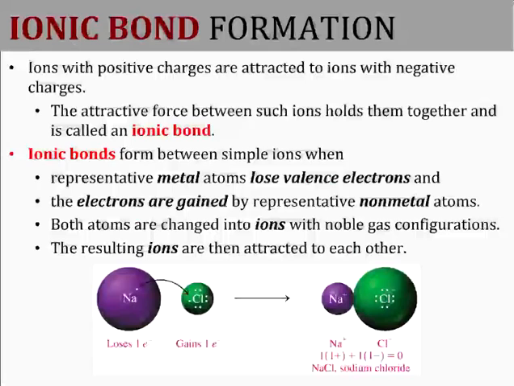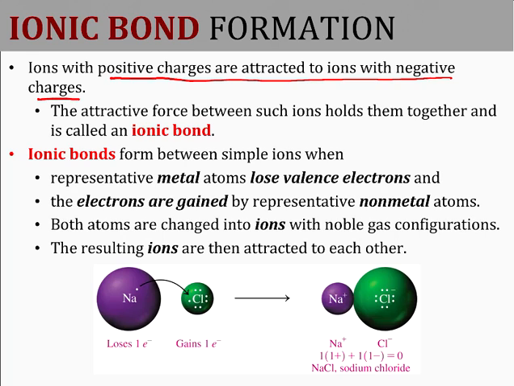Ions with positive charges are attracted to ions with negative charges. And this is kind of similar to our previous discussions of protons and electrons. We know that protons and electrons are attracted to each other because of their opposite charges. And this is the same for ions. So if you have an atom with a positive charge, that's going to be attracted to an ion with a negative charge.